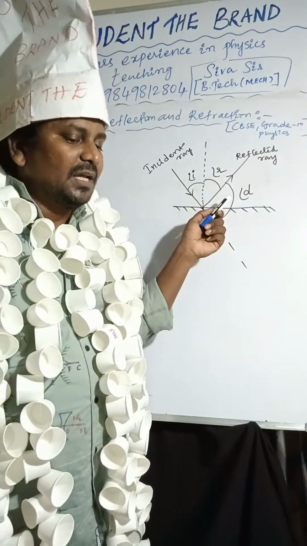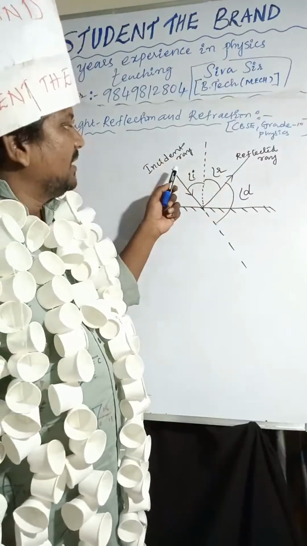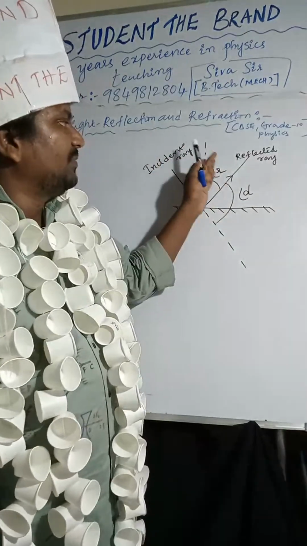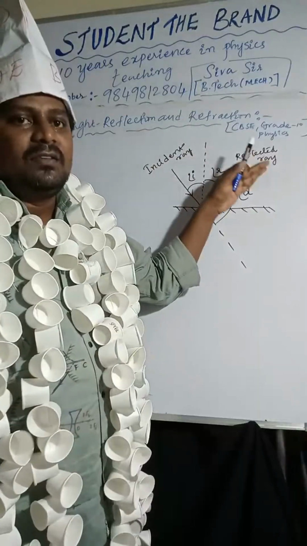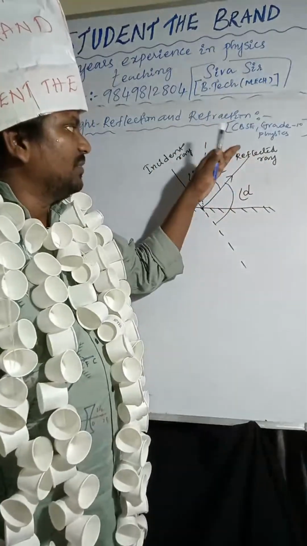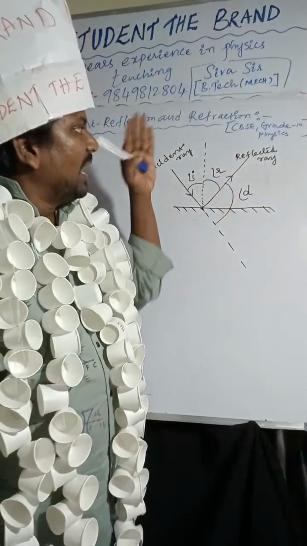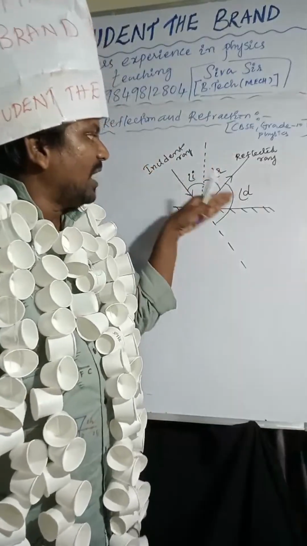Angle of deviation. The angle between the incident ray and the normal line is called the angle of incidence. The angle between the reflected ray and the normal line is called the angle of reflection. The angle between the reflected ray and the undeviated line is called the angle of deviation.